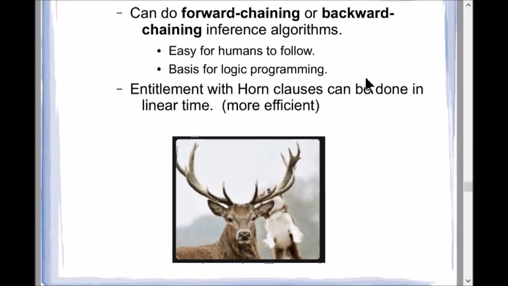Okay, so one other fact, one other payoff, one other reason why these restrictions are interesting, is that algorithms that decide entailment, that are based on knowledge bases that have this restriction of Horn clauses, those algorithms can figure out if a knowledge base entails a sentence in linear time, which is actually pretty good, much more efficient.